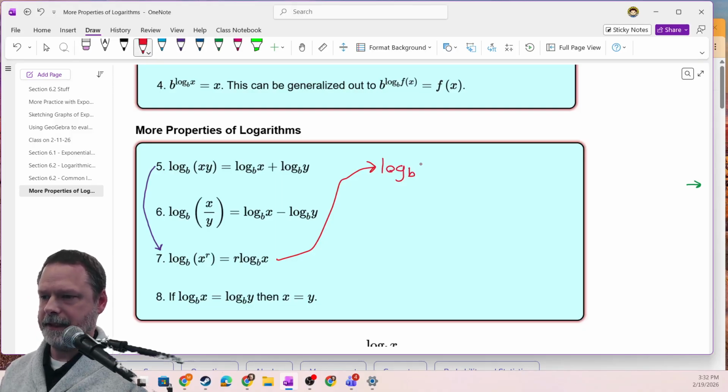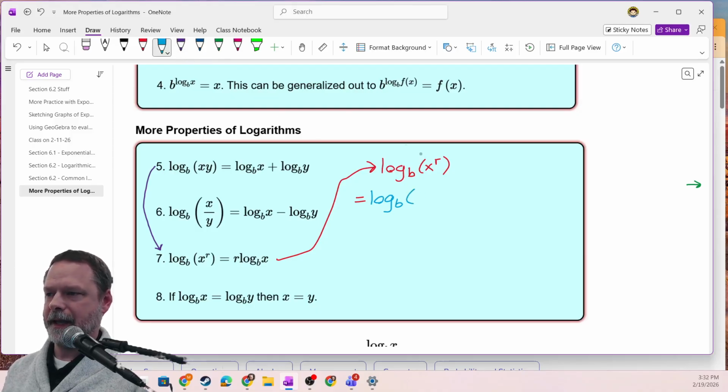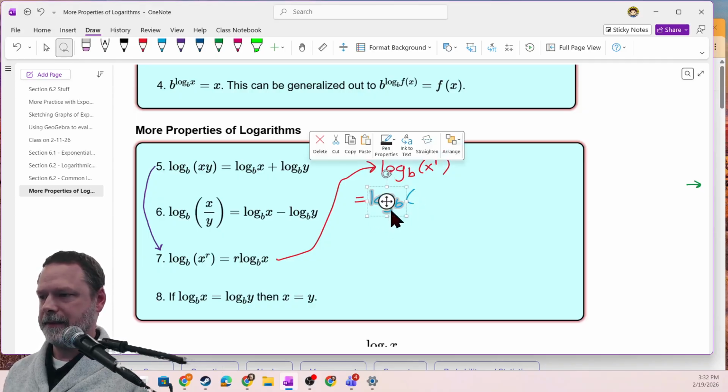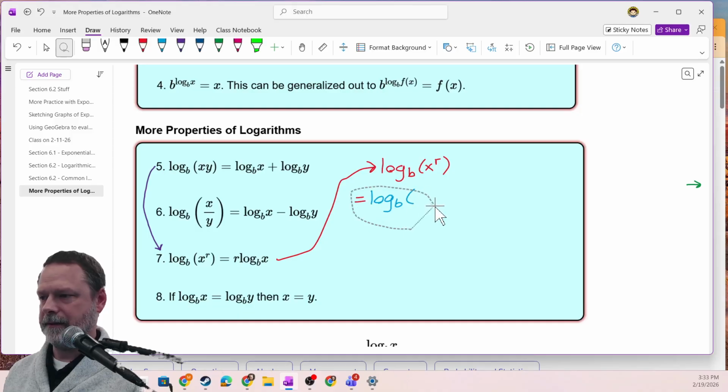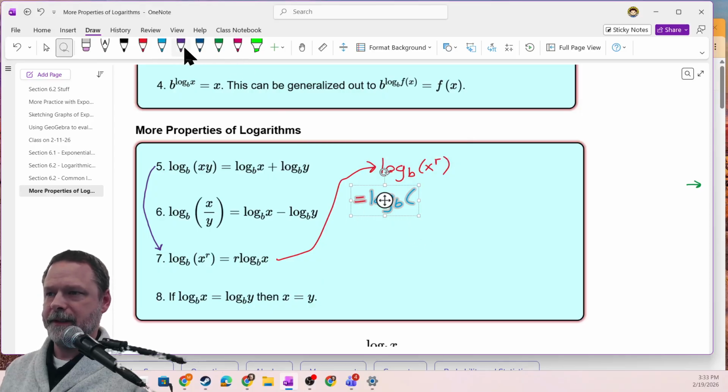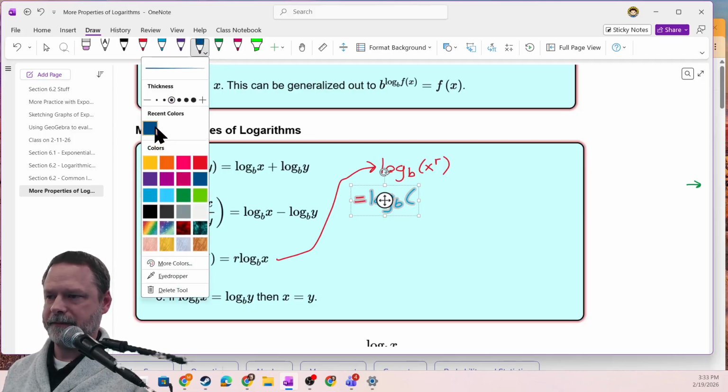So log base b of x to the r is really the same as log base b of, you know what? Let's change the color on that, or the blue might be a little too close to that blue. One more time. Here we go. Let's make it the dark blue. Oh, that doesn't work anymore. How much fun is that?